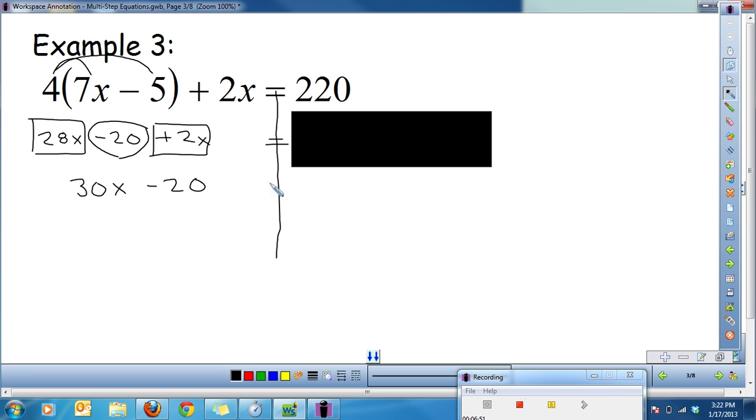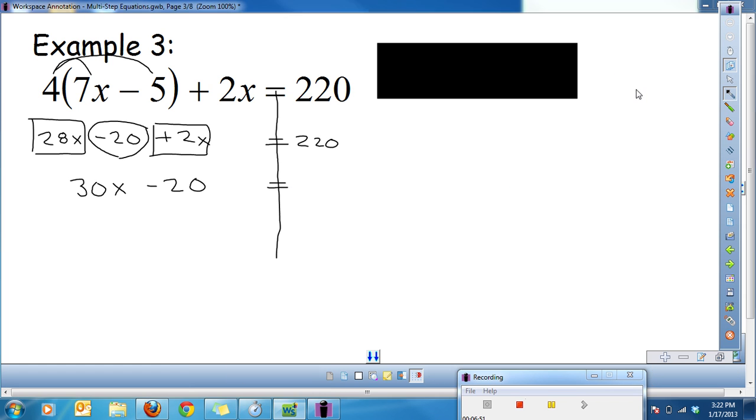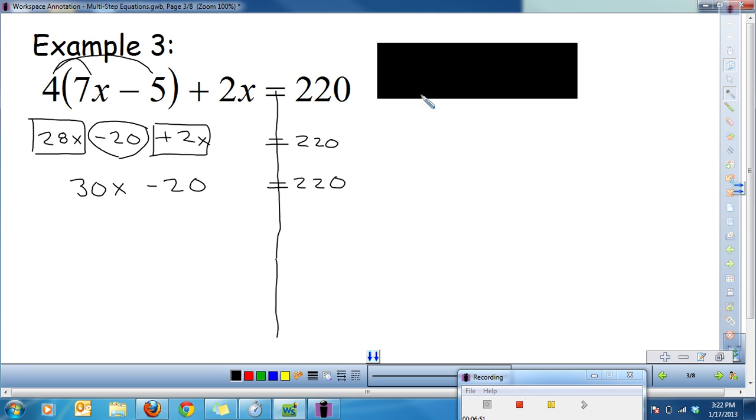I'm going to bring down my equals sign, and the whole thing is going to equal 220. Now I'm going to look: are both sides simplified? This side's just a 220. These are not like terms, so I'm good. Now we have a two-step equation. Remember, you want to get rid of addition and subtraction first because we're using reverse GEMDAS, or get your constants together. So to undo a minus 20, I'm going to add 20 to both sides.